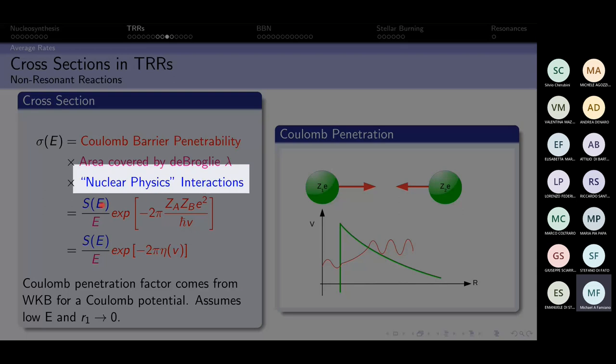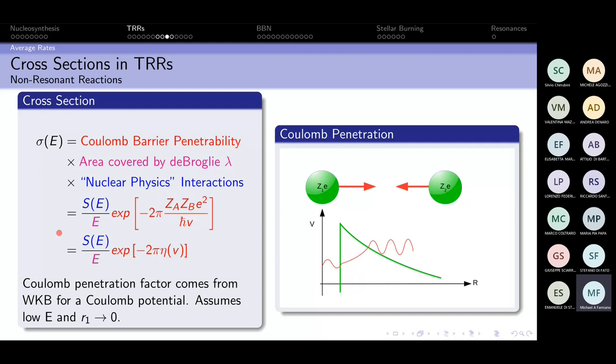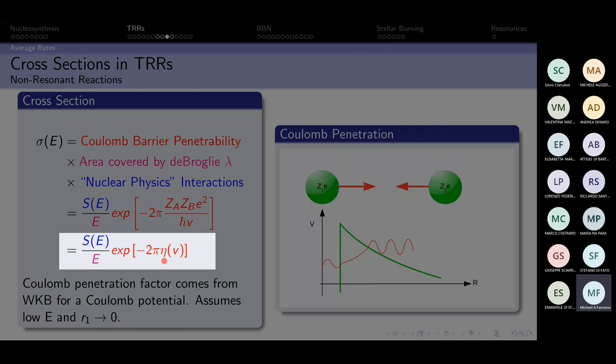That has to do with the shape of the nucleus, the energy, the structure, the shell model, the stuff we talked about yesterday. Okay. And so if we put all that in and it's color coded, the colors match here, the cross section is something like that, where this term eta, a very famous term, is called the Sommerfeld parameter, after the person who developed this method here.